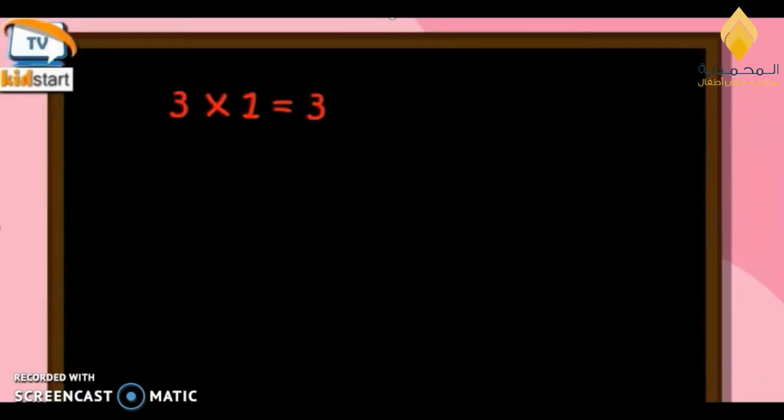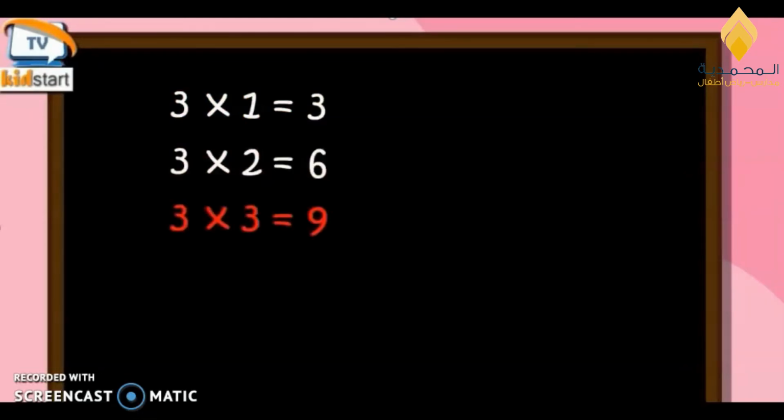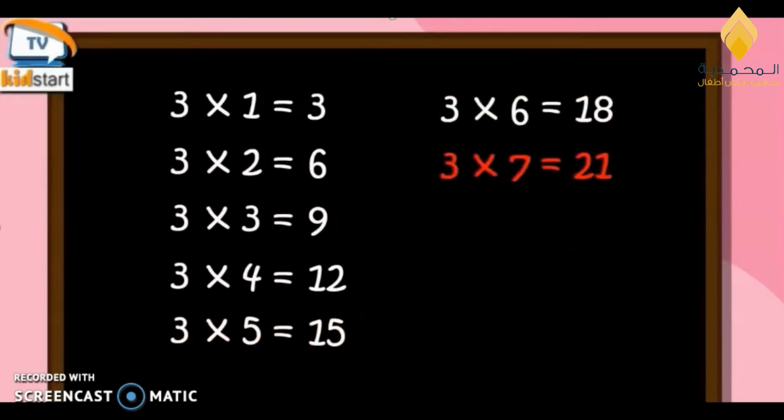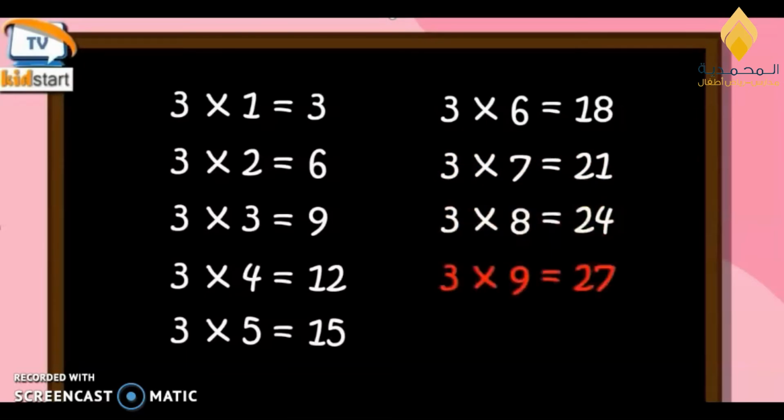Again, 3 times 1 is 3, 3 times 2 is 6, 3 times 3 is 9, 3 times 4 is 12, 3 times 5 is 15, 3 times 6 is 18, 3 times 7 is 21, 3 times 8 is 24, 3 times 9 is 27, 3 times 10 is 30.